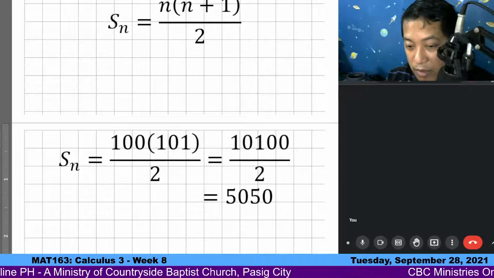Okay, let's continue with another sequence. This time is another series that we will look into as an example. My student is gone, no longer responding. So we have here a sequence or a series.